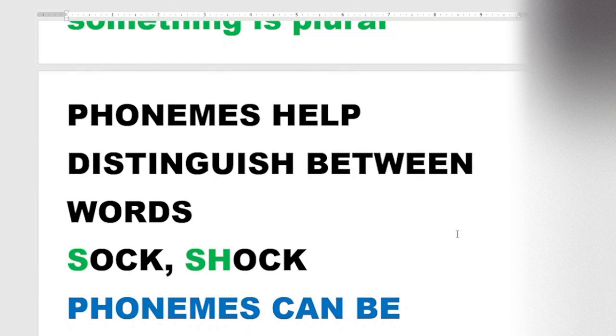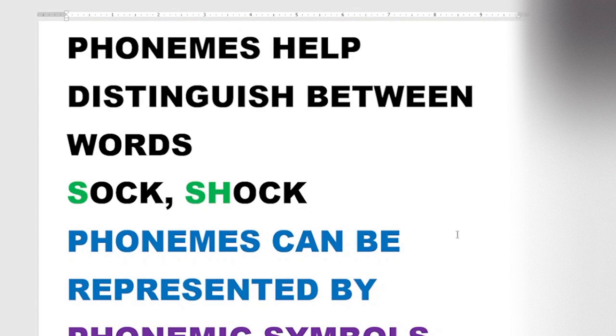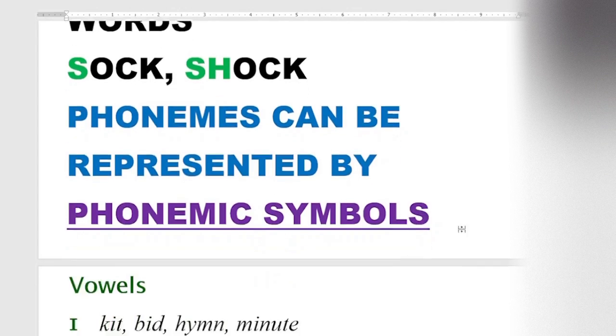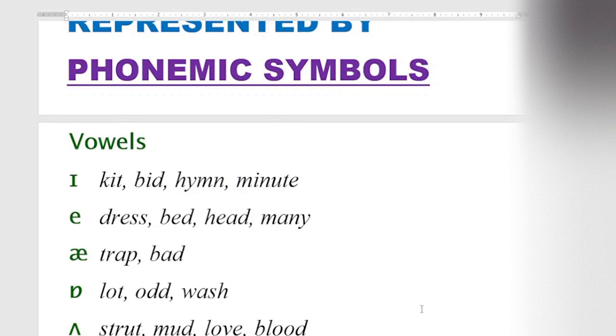So phonemes help us to distinguish between words. For example, sock, shock. It's not the same word. We use socks to wear, and shock, for example, electric shock. So we are distinguishing two words, sock and shock. Phonemes can be represented by phonemic symbols. In English, we have 44 phonemes. Let's begin with vowels.